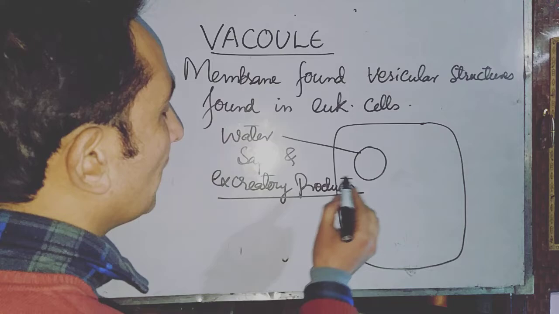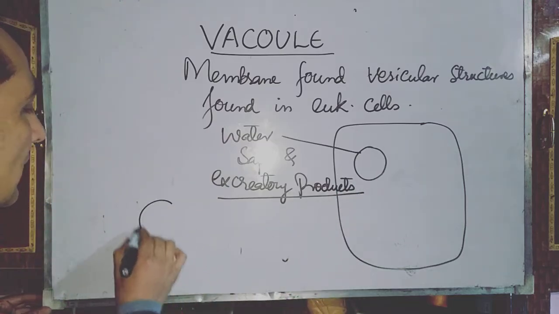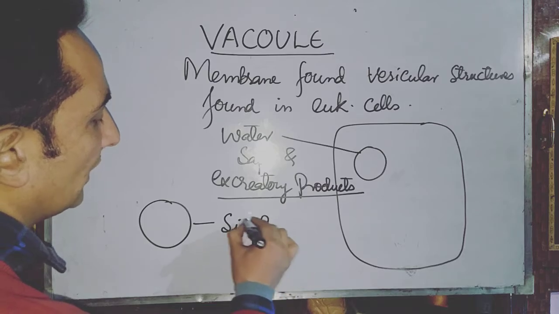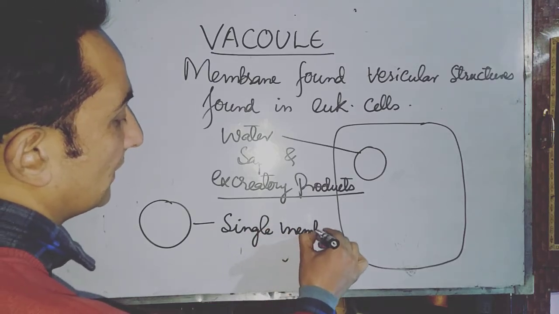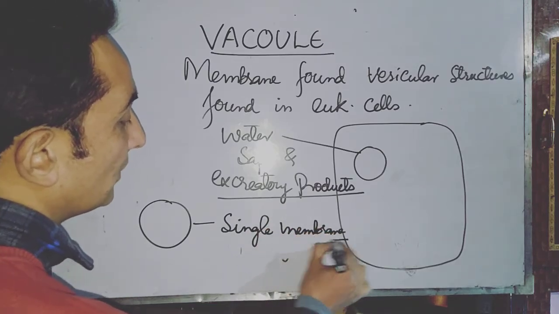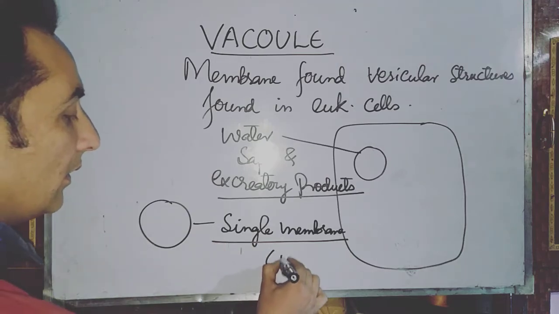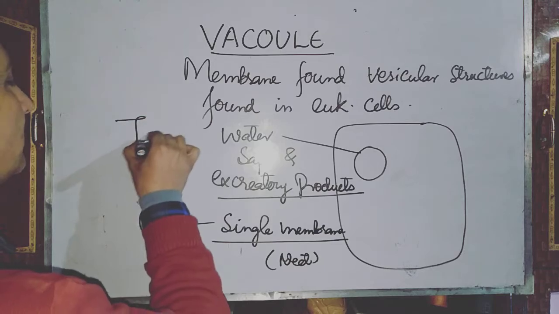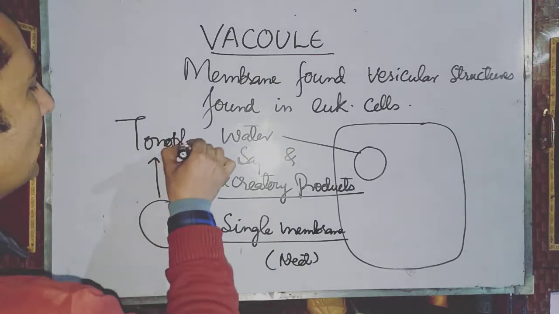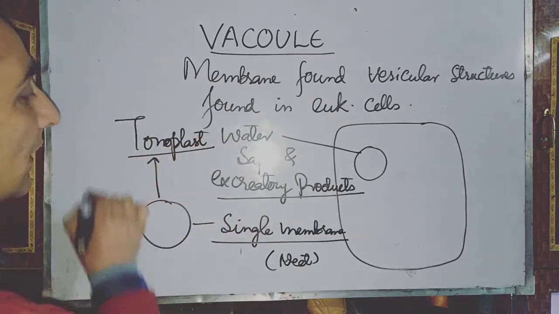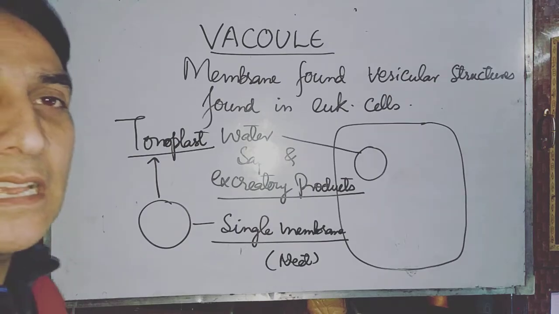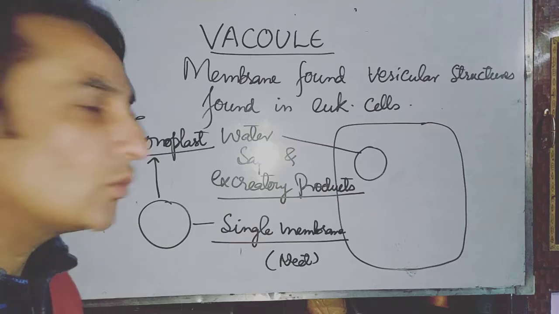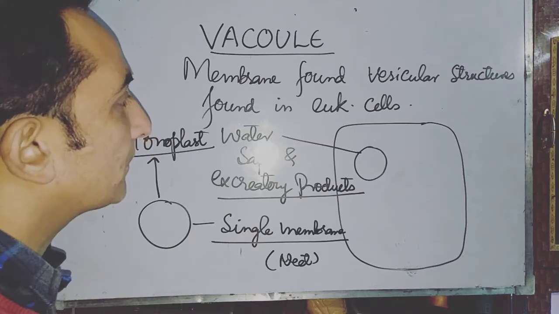Then another very important point is that this vacuole is surrounded by a single membrane, and this point you are asked in the entrance examination, NEET examination. The single membrane which surrounds the vacuole is known as the tonoplast. Tonoplast is the membrane which surrounds the vacuole. So a single membrane surrounds the vacuole, and that very membrane is known as the tonoplast.